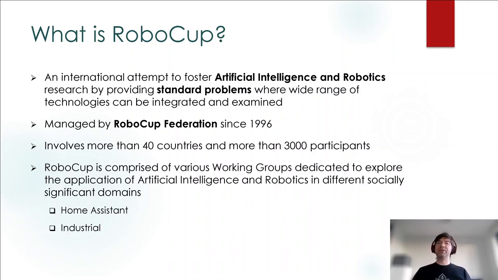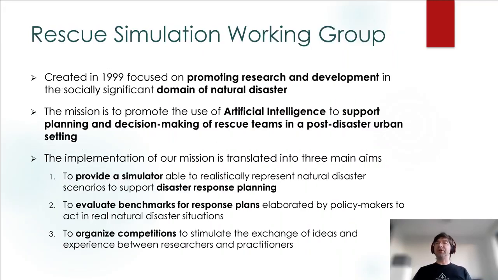As I mentioned, RoboCup is comprised of various working groups dedicated to exploring the application of artificial intelligence and robotics in different socially significant domains. Two examples of these domains are home assistance, where you apply robotics and artificial intelligence to facilitate the life of elderly people, and an older one that involves the use of these technologies for industrial applications, like logistics or even manufacturing.